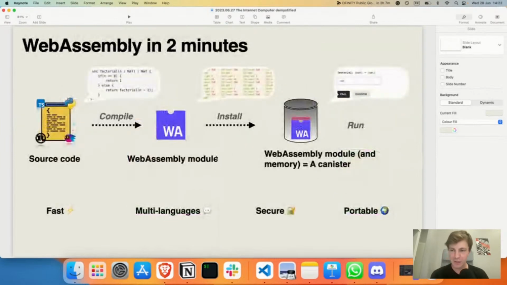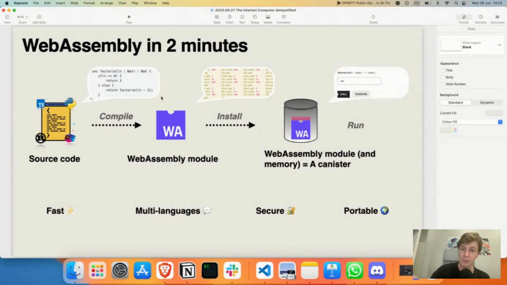Before diving into what a canister is exactly, I'd like to take 2 minutes to explain what WebAssembly is. It's a very important concept because a canister is essentially a virtual machine where you have a WebAssembly module. So what is WebAssembly? How do you write WebAssembly? You have your source code, which is going to be in either Rust, Motoko, TypeScript or Python. In this example, it's a factorial function in Motoko that you can see here. You take this code, you use some tools, and you compile it to a WebAssembly module.